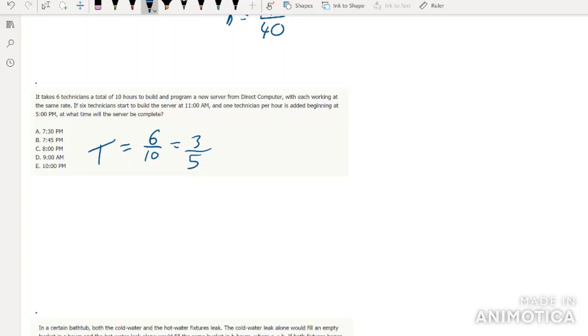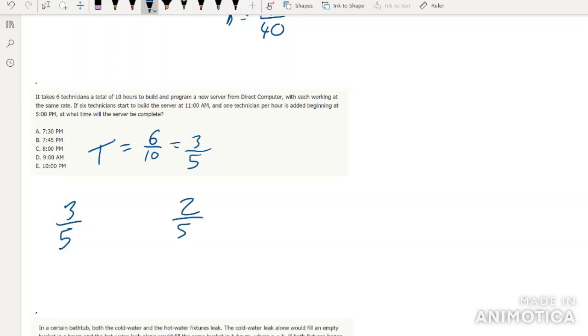And 6 technicians start to build the server at 11 a.m. and 1 technician per hour is added beginning at 5 p.m. What time will the server be complete? Okay, so before we've even started adding them, how many hours passed? We've had 6 hours passed. So in other words, well, it takes them 10 hours in total. So we've done 3/5 of the task, and so we've got another 2/5.